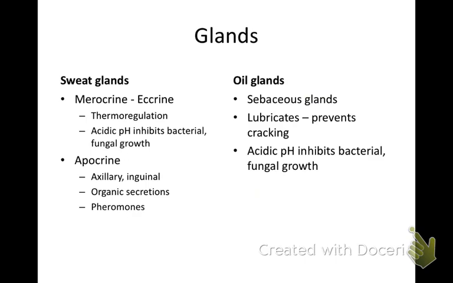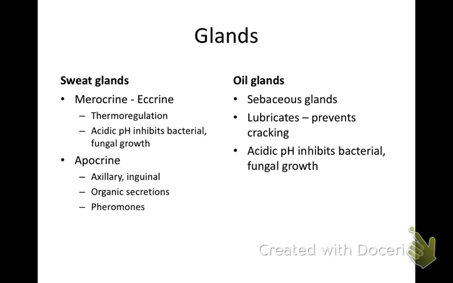There are two major kinds of glands, the sweat glands and the oil glands. There are two kinds of sweat glands, though, merocrine and apocrine. Merocrine glands are often called eccrine glands, and it's the merocrine glands that are doing the sweating associated with cooling you off, the thermoregulation. Sweat is also slightly acidic, not real acidic, but that does inhibit bacterial and fungal growth on the surface of the skin. So you have merocrine glands distributed throughout the body, throughout the skin. So you have millions of those.